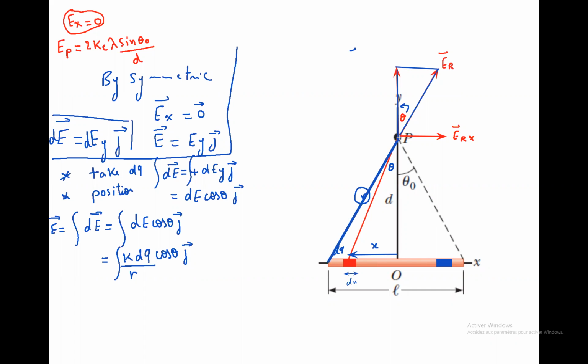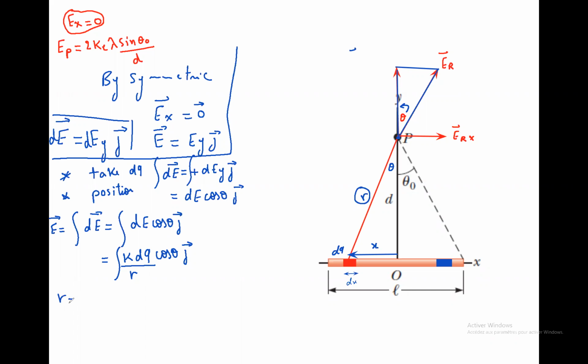The angle theta will change between this point, theta equal to 0, to this point, which is equal theta 0. As you see here, we have the angle of theta 0 at the maximum angle. And so theta will change by moving the small element. So we have to calculate the values of cosine theta here and R and dq.